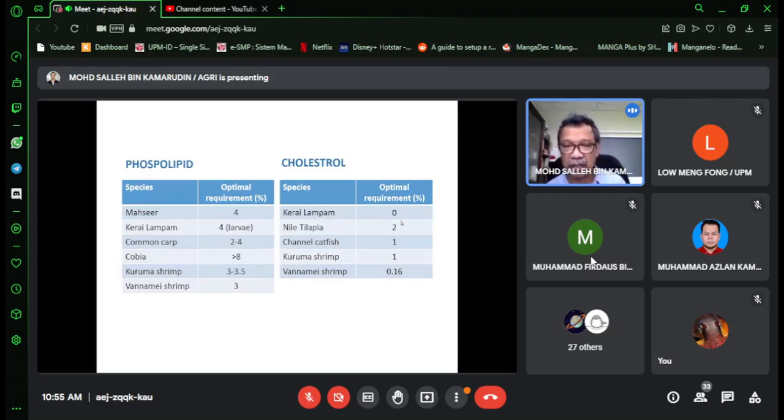So it means that you should not bagi kolesterol pada lava ikan lampam ni. For now, they require about 2% cholesterol. China catfish, very low, 0.16. Phospholipid dia pun tak tinggi, and then cholesterol juga rendah. But they are required. And normally freshwater fish dia tidak perlu sangat kolesterol. But some do require cholesterol.